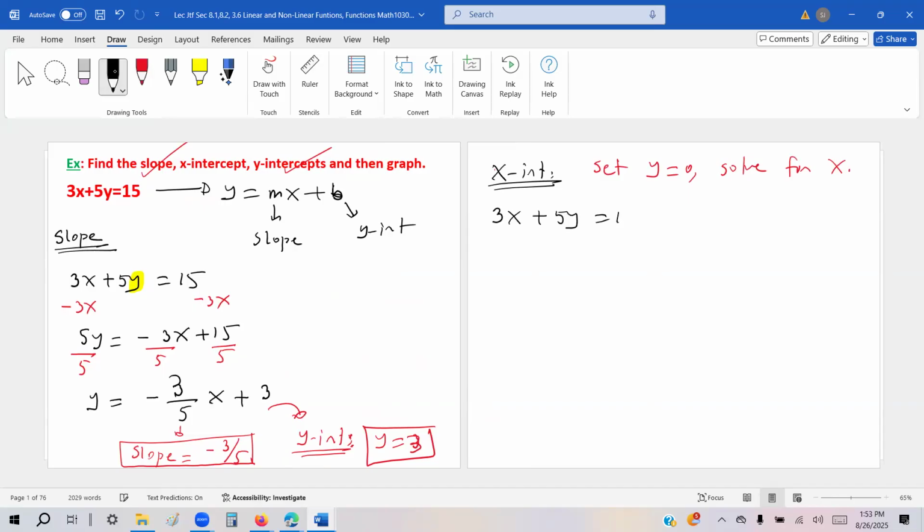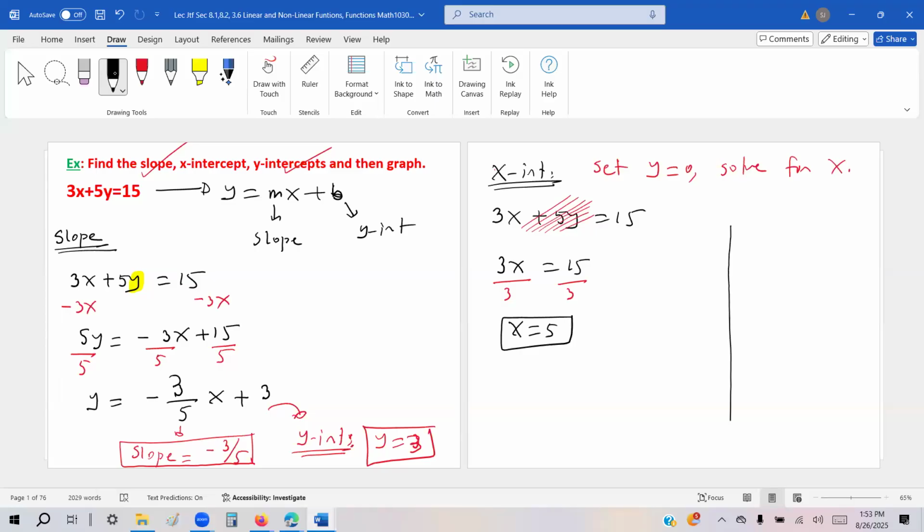3x plus 5y equals 15. Setting y to 0 means erase the entire y term. We don't need that. Y is 0 means everything is 0 there. So what is left then? 3x equals 15. And now to solve for x, divide by 3. That tells us x is 5. See, whatever you're finding, get rid of the other variable, and your life is easy.